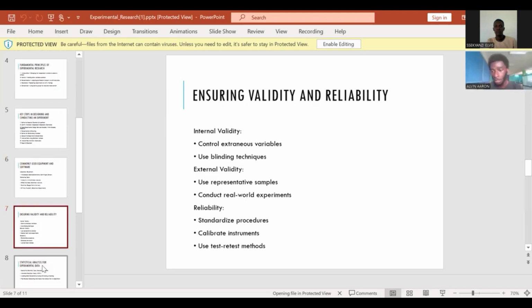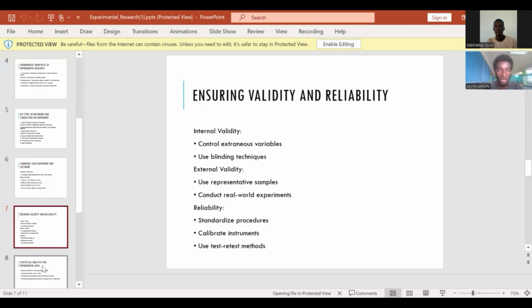And when we're ensuring validity and reliability, we look at internal validity, which basically controls extraneous variables using blinding techniques. And in external validity, we basically use representative samples, and we conduct real-world experiments.